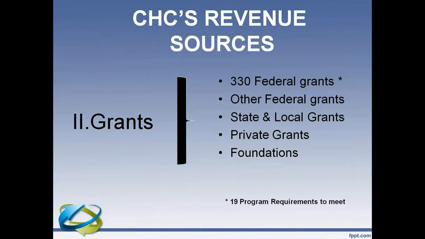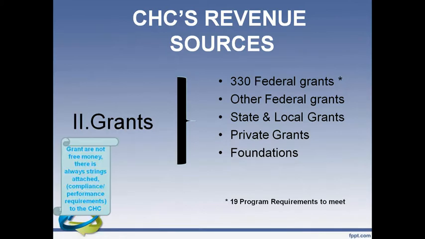And, of course, the 330 federal grant funding does have the 19 program requirements that you have to comply with. So you're basically saying to the federal government, if I'm going to receive these funds from you, I'm going to make sure that as a community health center, I'm going to comply with these 19 program requirements, which probably most of you are very familiar with. But if you're not, we'll go through some of those that are impacted by the revenue cycle a little later.